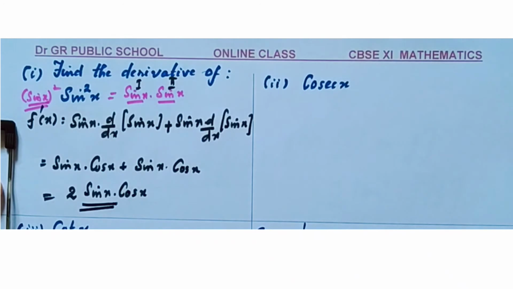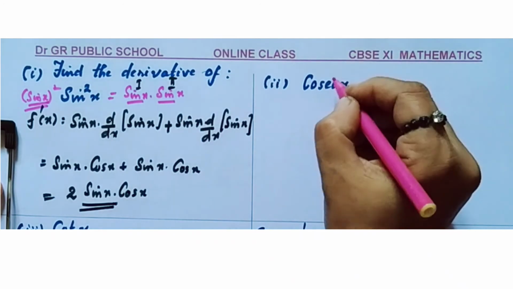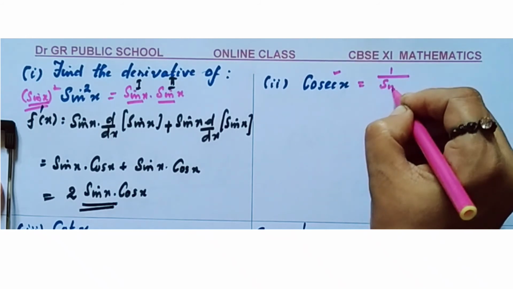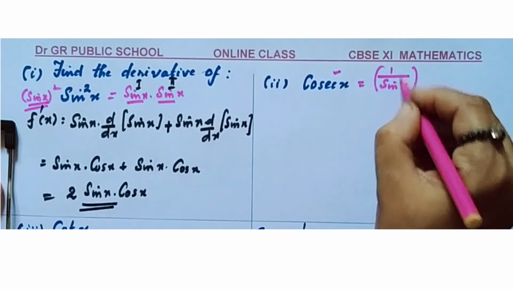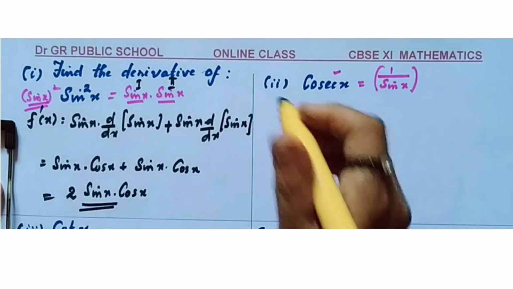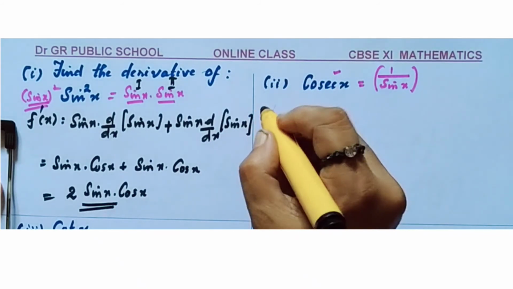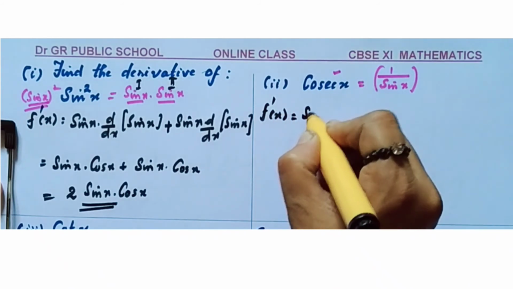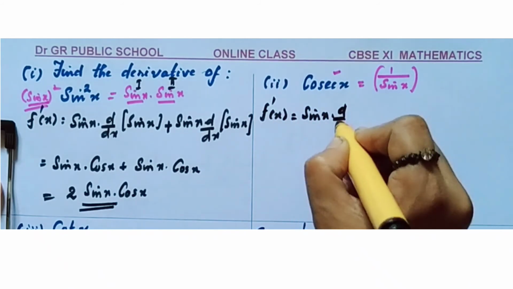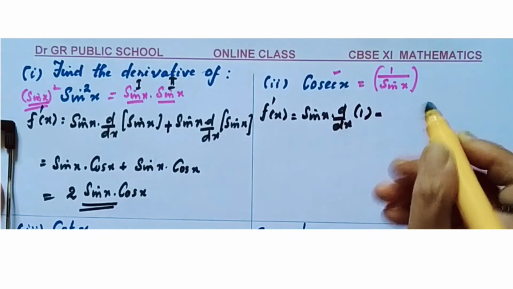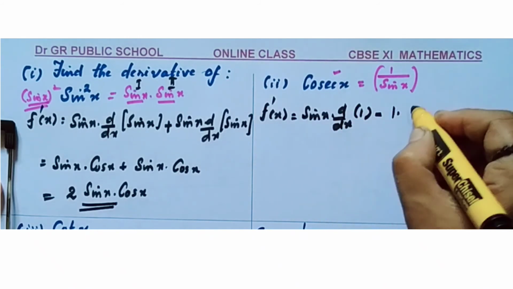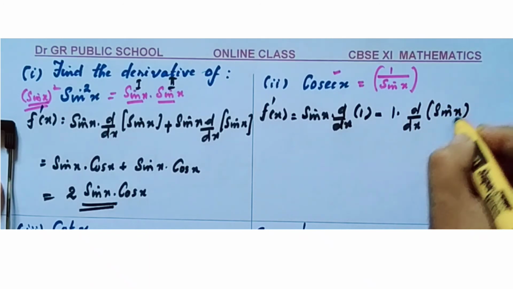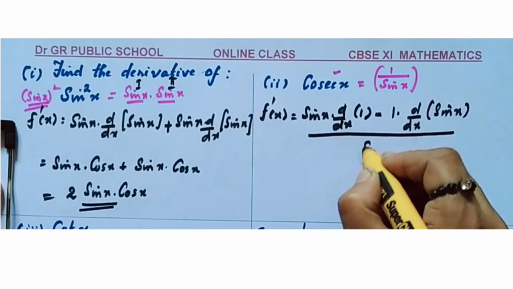Come to this question, cosec x. Cosec x is a standard trigonometric function. Cosec x can be thought of as 1 by sin x. Now we can apply the quotient rule. The quotient rule states that f dash x equals the denominator sin x into the derivative of the numerator 1, minus the numerator 1 into the derivative of the denominator sin x, the whole divided by the denominator square.